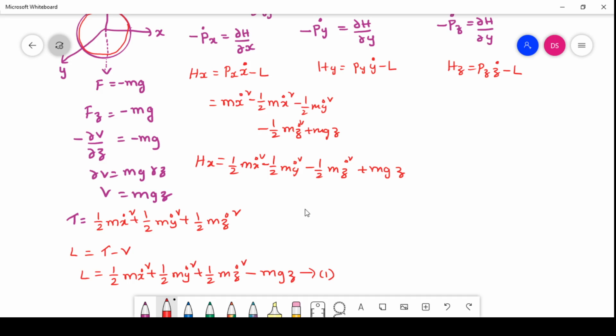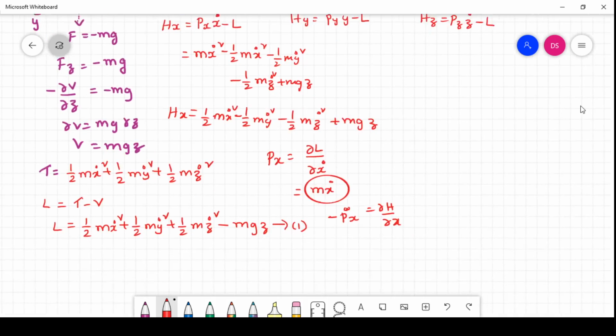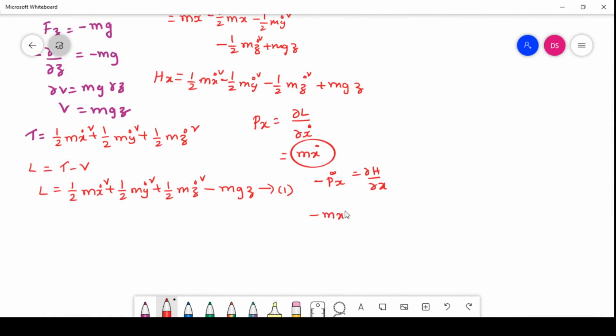Now we want px, no? m x dot we have already derived. How we got px, I think you understood, that's why I have explained directly. So px is nothing but dou L by dou x dot; from the L value we directly get m x dot. Now if you substitute this px value and this Hamilton's function in the equation of motion, what you will get? Minus px dot is equal to dou H by dou x. So minus m x dot is equal to dou H by dou x. If you look at this Hamilton's function, there is no x term along the x direction, only x dot, y dot, z dot. So finally we get 0.